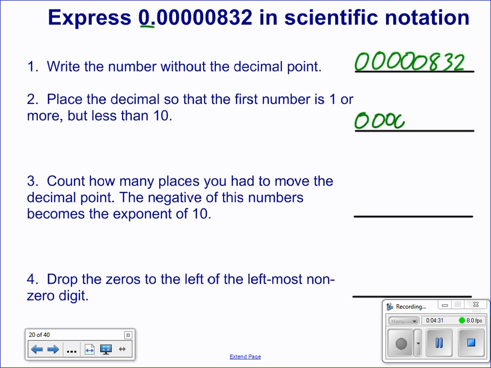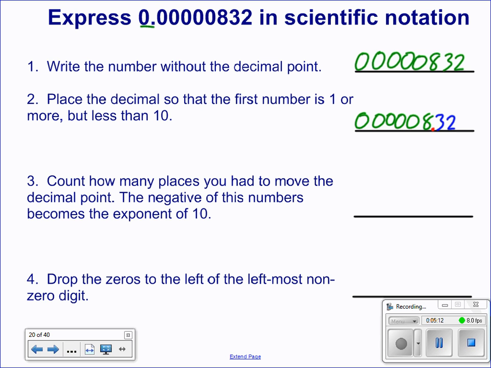Rewrite these down here. Now I'm going to put the decimal so that my number is between 1 and 10. If I put it right there, I have 83. That's not between 1 and 10, so that's not where my decimal is going to go. It would have to go between the 8 and the 3, giving 8.32. That's between 1 and 10, right? So that's where my decimal has to go.